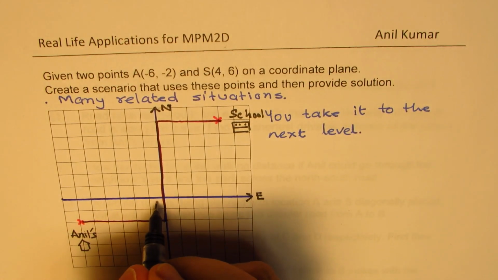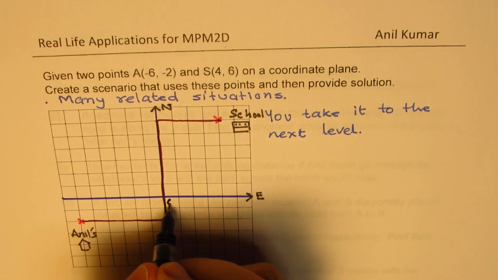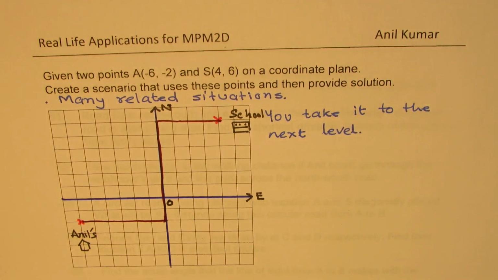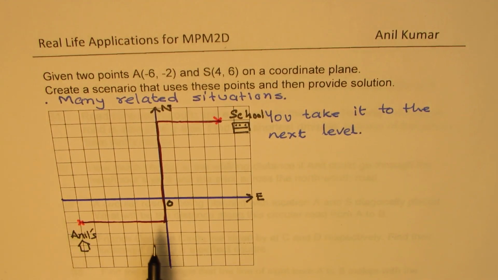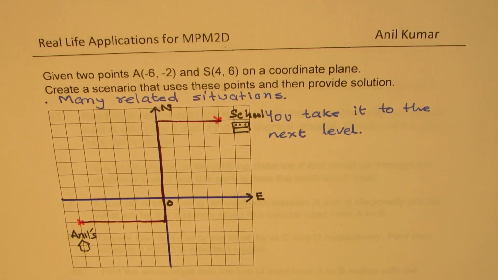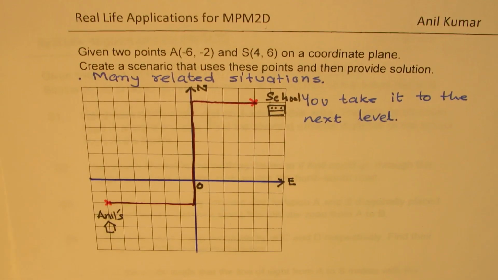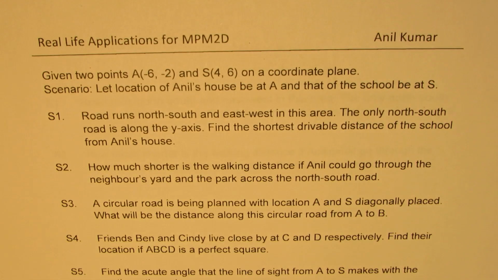And on the coordinate plane we will consider this point to be, let's say, the origin O. And the idea is just to find this distance from the diagram. It becomes very simple, right? So I hope that is not a problem at all. You can just count the number of squares and then go by that.